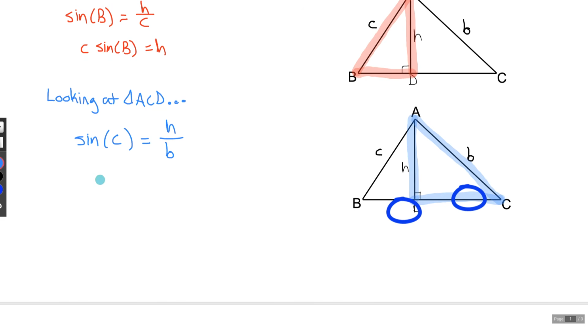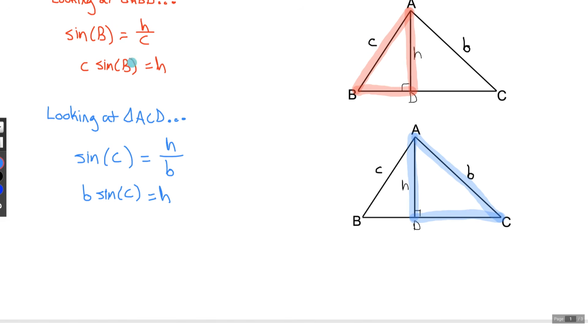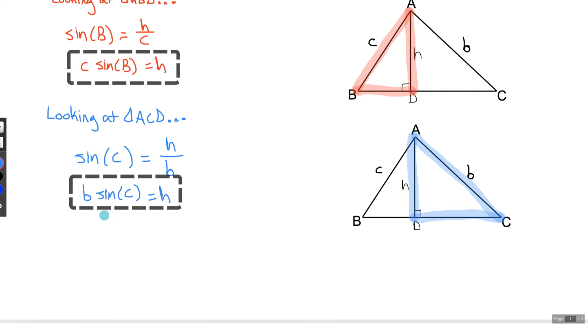And then once again, I'll isolate H. I'll multiply B to the other side. So B times sine C equals H. Notice I came up with two equivalent expressions for H. Apparently H equals C sine B, and H also equals B sine C.